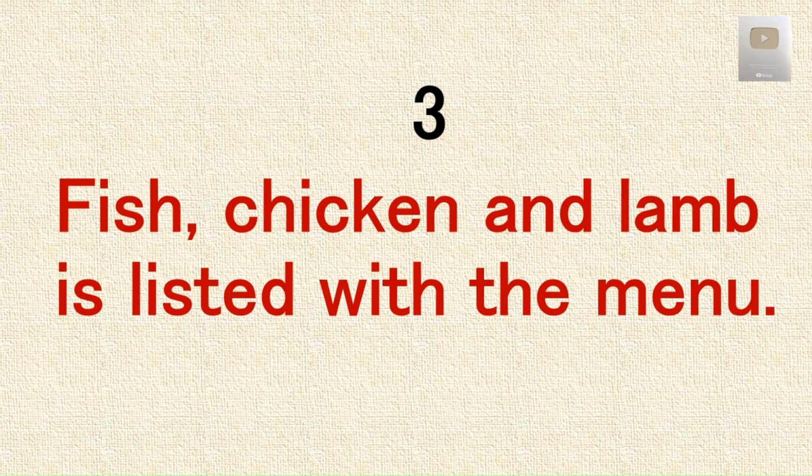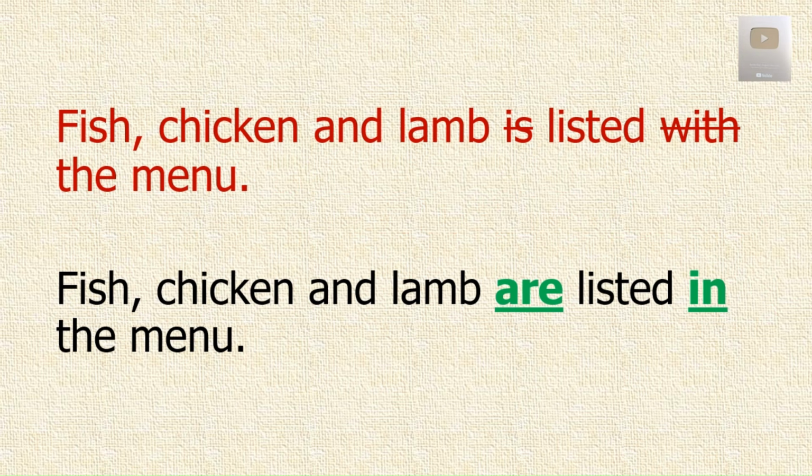Sentence number 3 is fish, chicken, and lamb is listed with the menu. See what all you can correct here. The first mistake is that fish, chicken, and lamb are 3 items. That is, they are plural. So is cannot be used there. Is for singular noun, singular subject. Here the subject is plural, 3. Therefore, instead of is, use are.